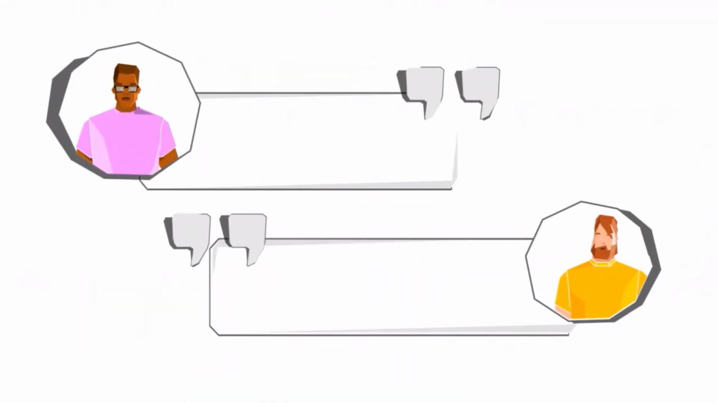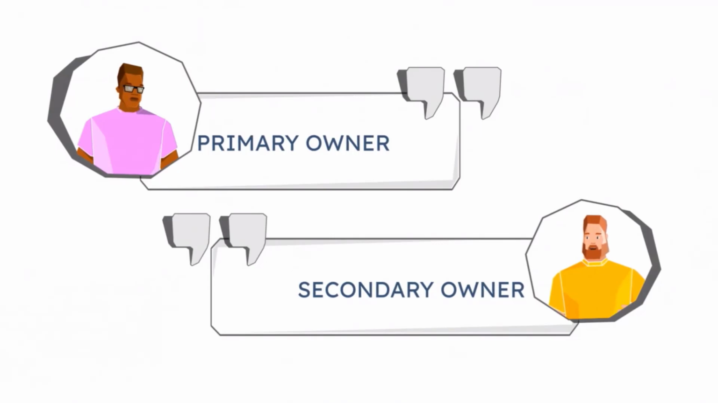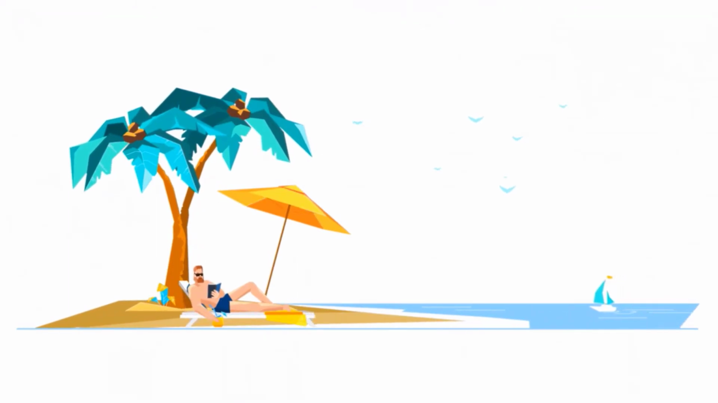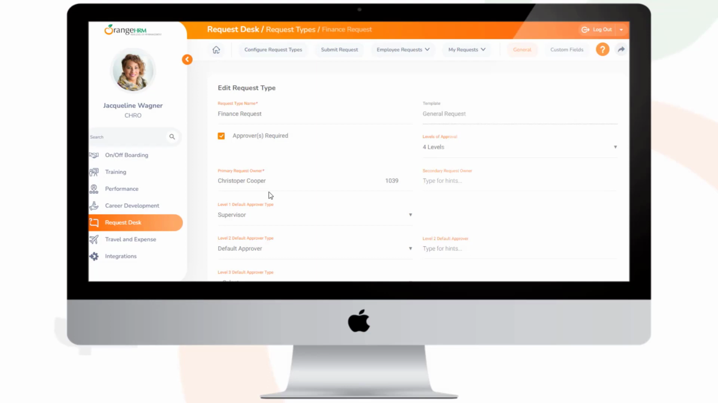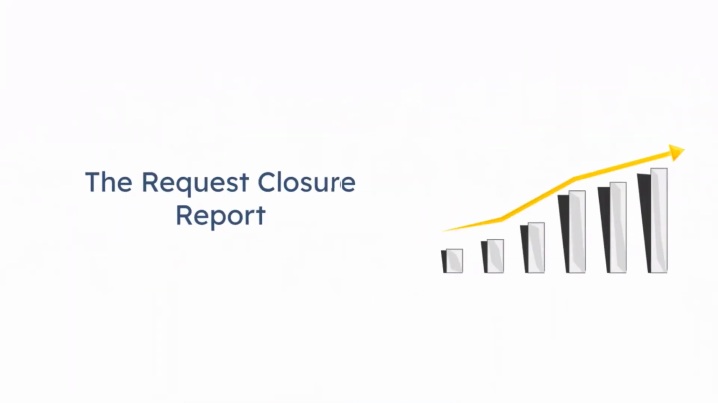The enhanced delegation capabilities enable a primary request owner to seamlessly assign tasks to a secondary owner whenever necessary. If you are to go on a vacation, and if you need to delegate your task or request to a colleague, now you can do it with this new feature by assigning the request to a colleague as a secondary owner. The request closure report has been improved to incorporate the duration it takes to close requests.